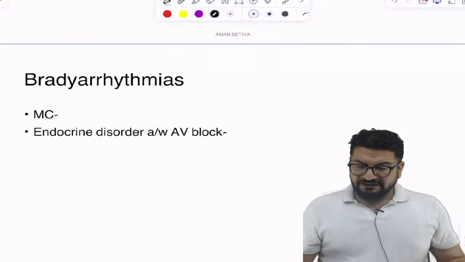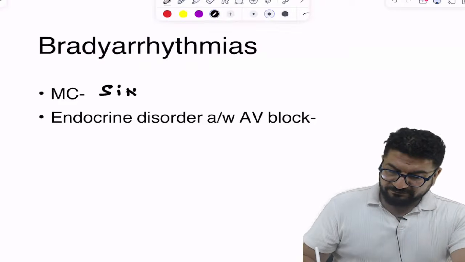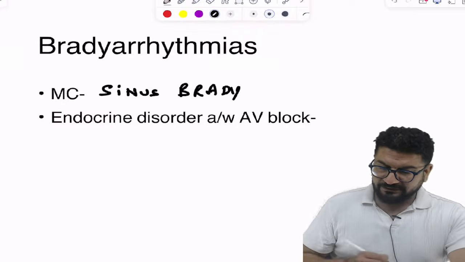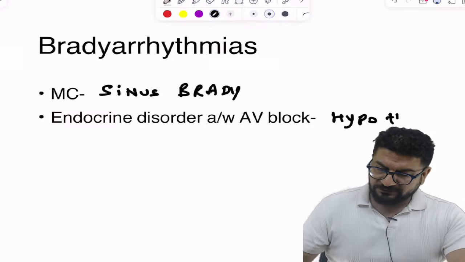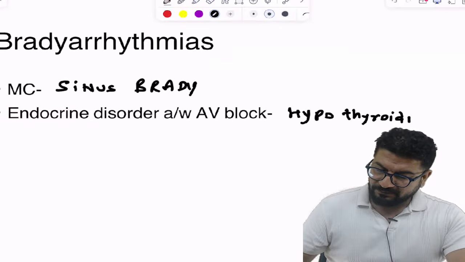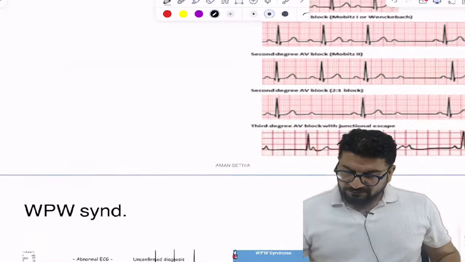Now look at this. Bradyarrhythmia, they ask you what is most common. Most common will be sinus bradycardia. And they ask you which endocrine disorder is associated with it. So remember, it is hypothyroidism. Hypothyroidism is the one which is associated with AV block. The blocks also we have discussed.